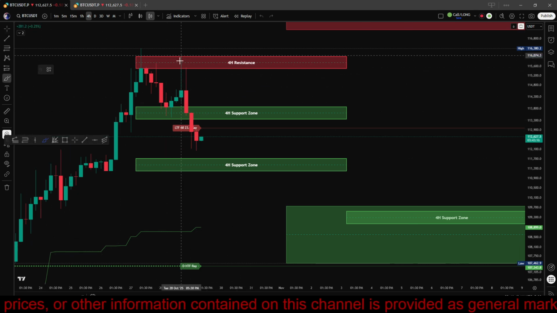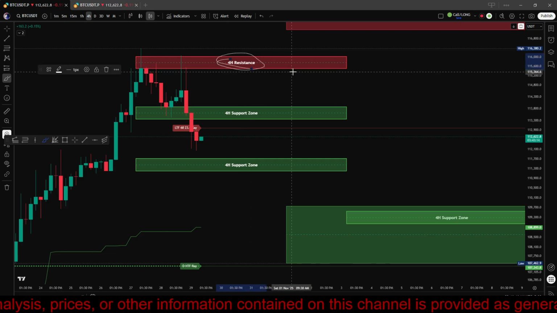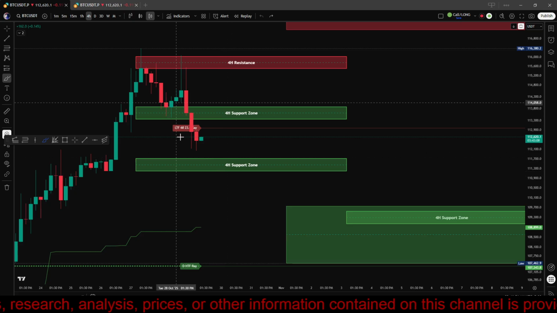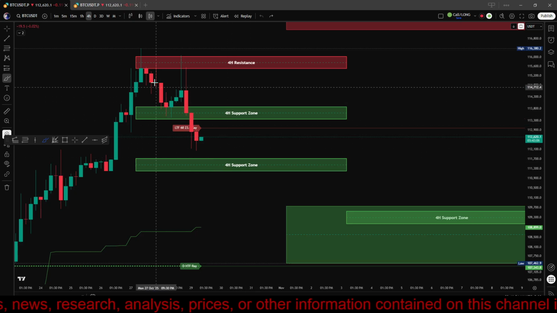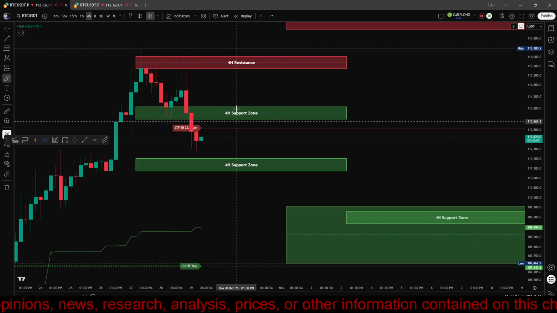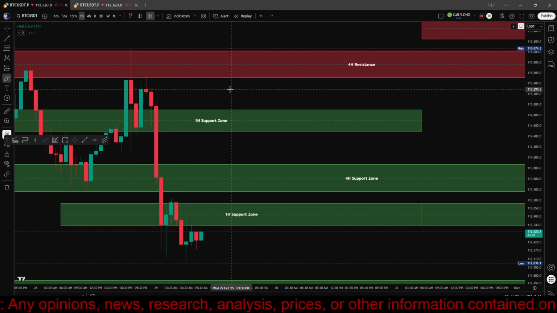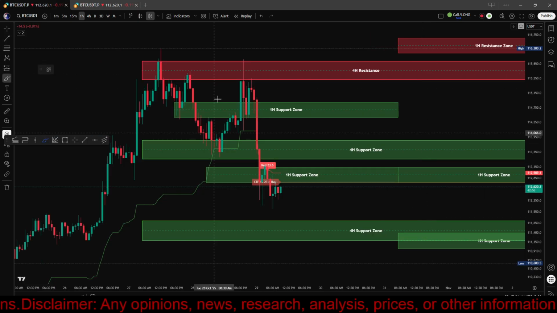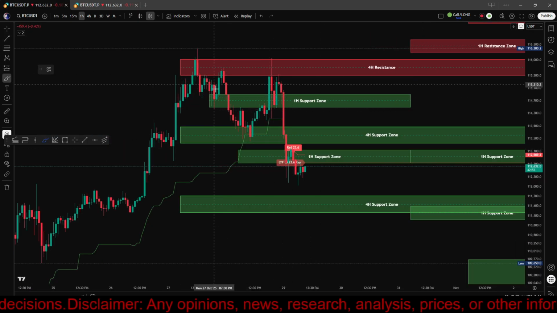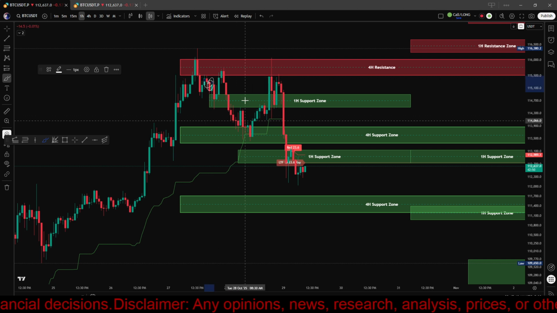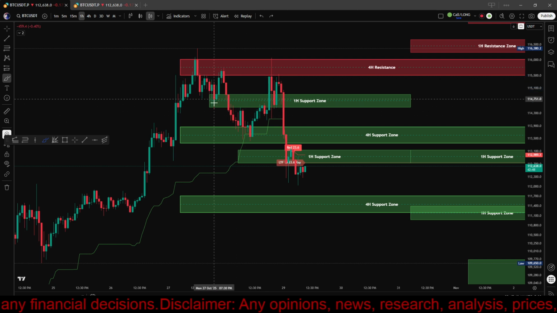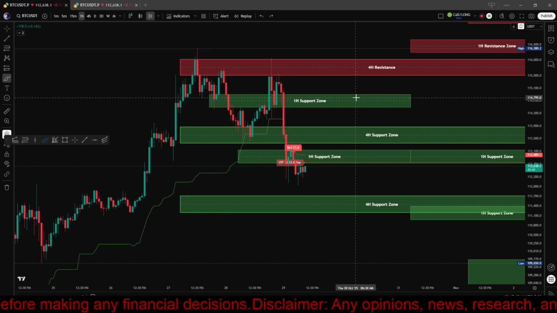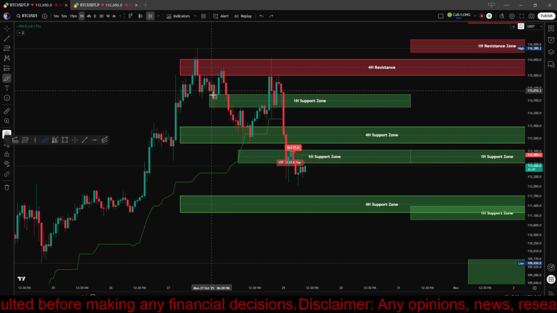I have marked these levels wherein we had some 4-hour resistance, 4-hour support, and a 4-hour support zone. The price is currently trading above it, but along with these levels I've also shared my analysis for the 1 hour also. If we take a look here, somewhere here I shared my analysis. So in this specific area, these are some of the levels which I have shared.